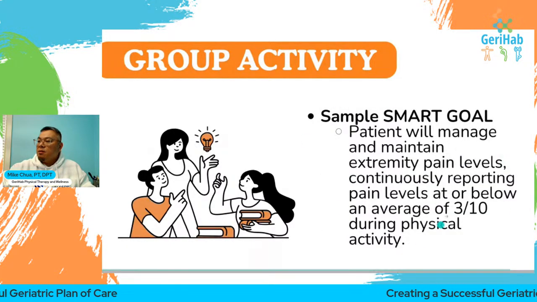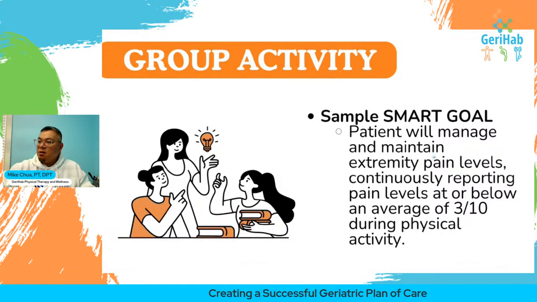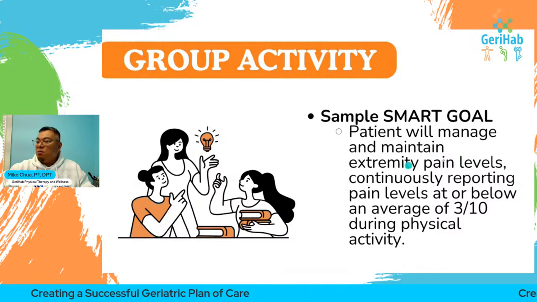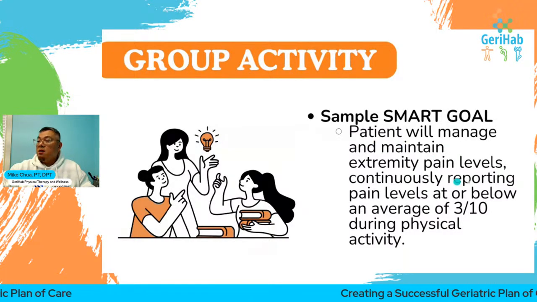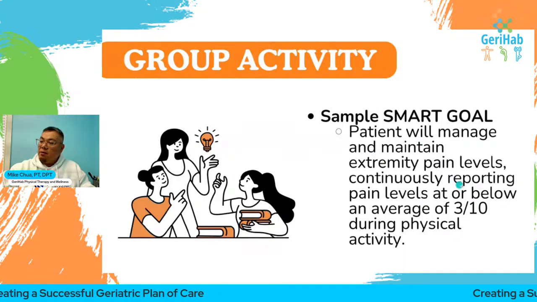Again, patient SMART goal: patient will manage and maintain extremity pain level. So this one, they didn't say what joint. Continuously reporting pain levels at or below an average of 3/10 during physical activities. It's still not specific. We need the specific joint there, right?